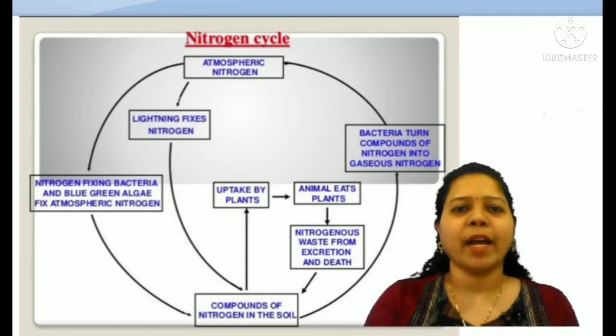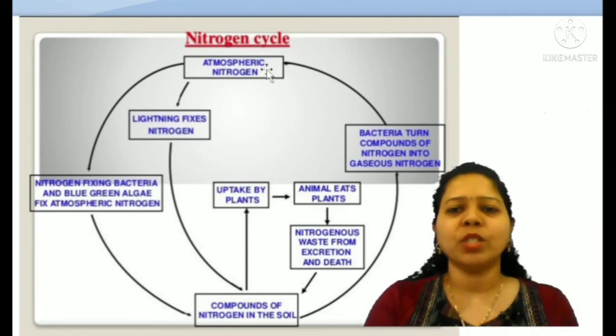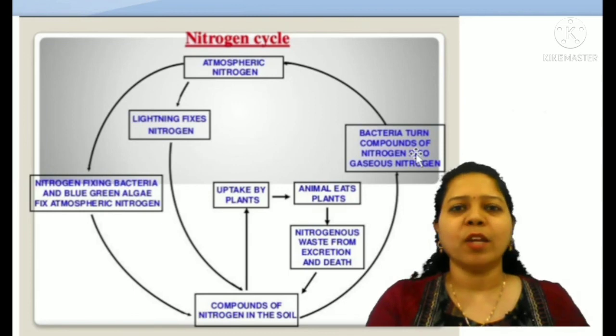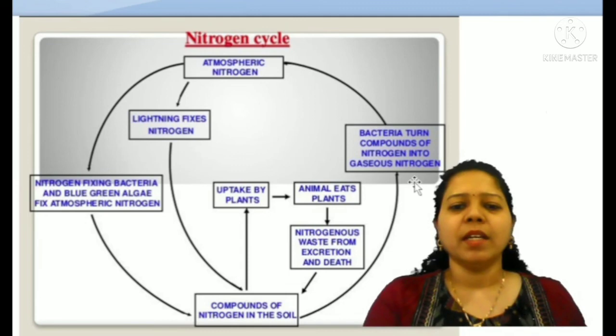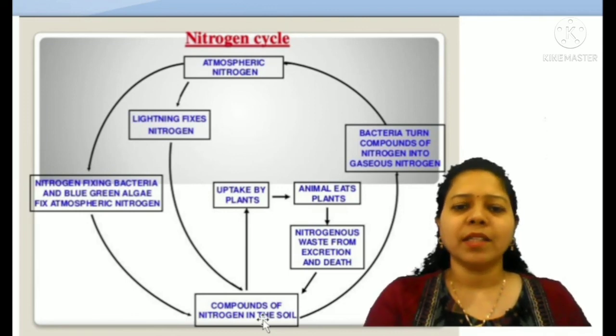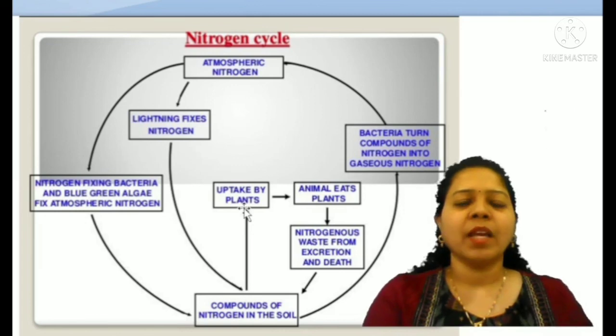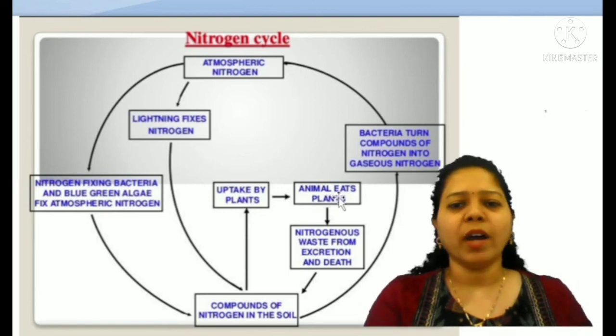We know that in the environment nitrogen is present in a large amount, that is 78%. Atmospheric nitrogen is fixed into the soil by some bacteria, like blue-green algae, and other biological nitrogen fixers. In this way, nitrogen enters the soil from the atmosphere. The nitrogen compounds in the soil are taken up by plants, and animals eat those plants, and in this way it is transferred into the animals.